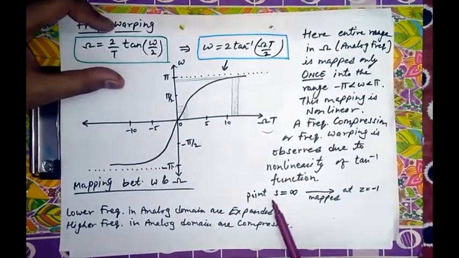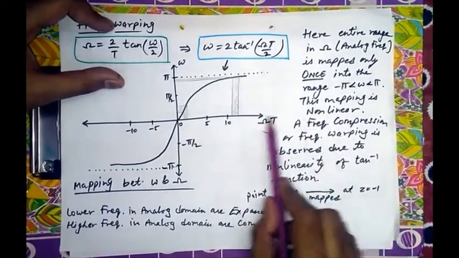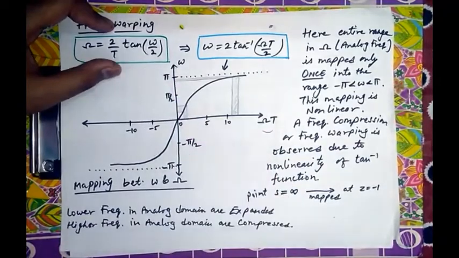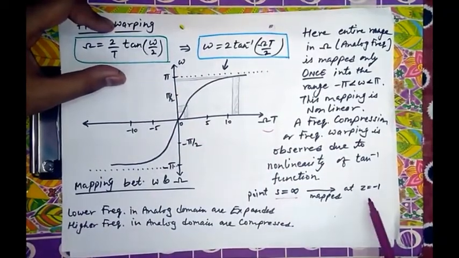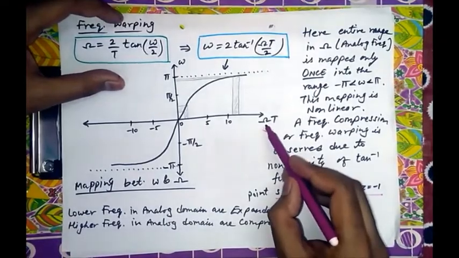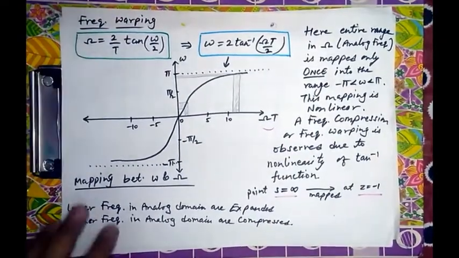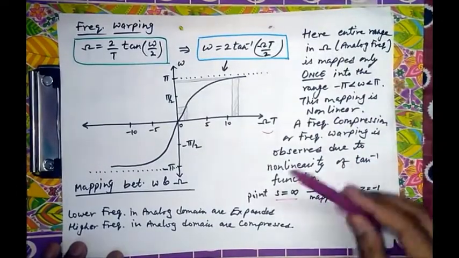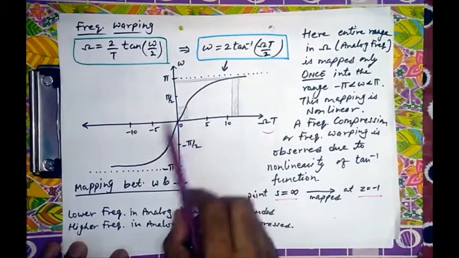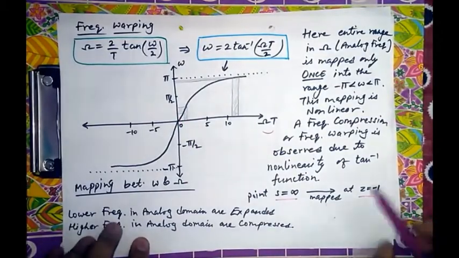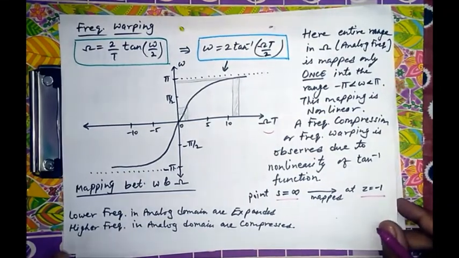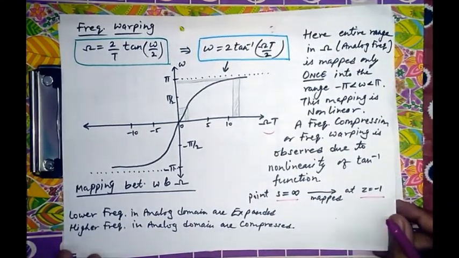So it means that the point at s equal to infinity, when frequencies are infinite, will be mapped at omega equal to minus pi, that is z equal to minus 1. So this is the frequency warping concept: frequency compression at higher frequency and frequency expansion at lower frequency. Analog frequency and digital frequency are related with the frequency warping concept.